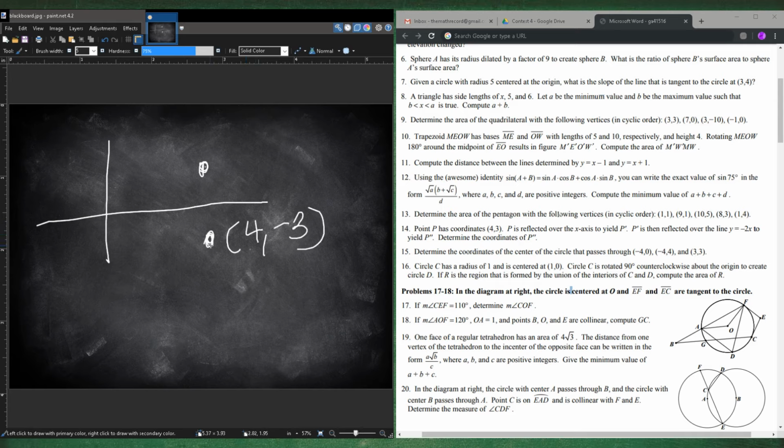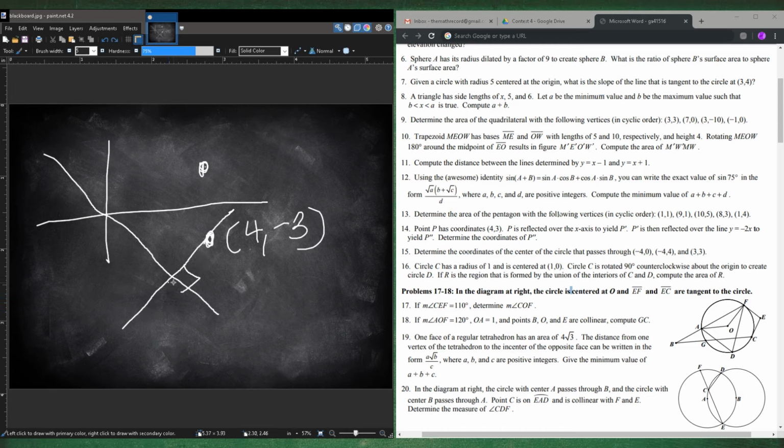And then P prime is reflected over the equation y is equal to negative 2x, to get P double prime. So we're gonna have to move this point right here, basically. So we're gonna make a perpendicular line. So it's gotta go perpendicular right here. And then you find that point right here. Whatever the distance here, you just do the exact same thing again, so you get the other point.